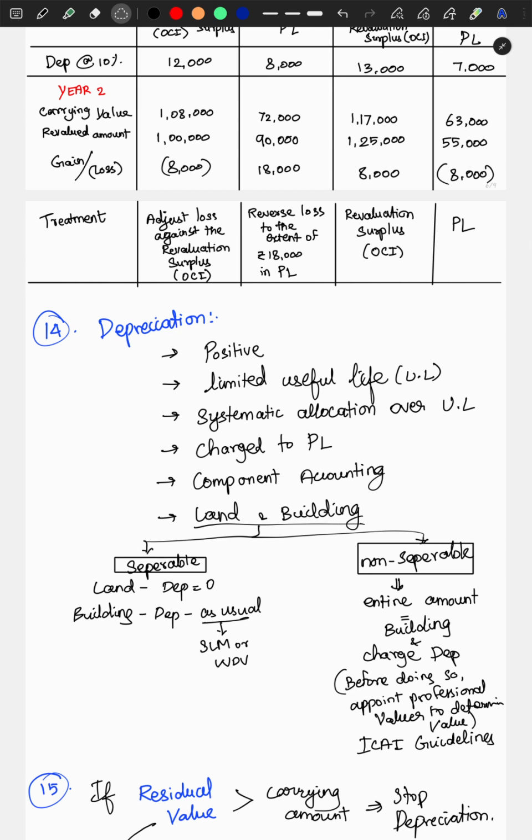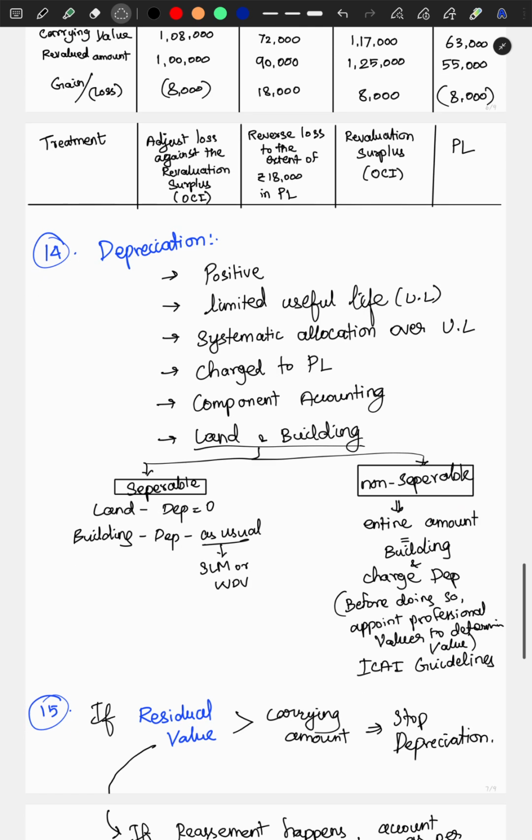Okay, then depreciation will always be positive. It will not be a negative amount, and it has a limited useful life, and systematic allocation will be happening over the useful life. That is what depreciation is, and it will always be charged to P&L, and component accounting will be followed.